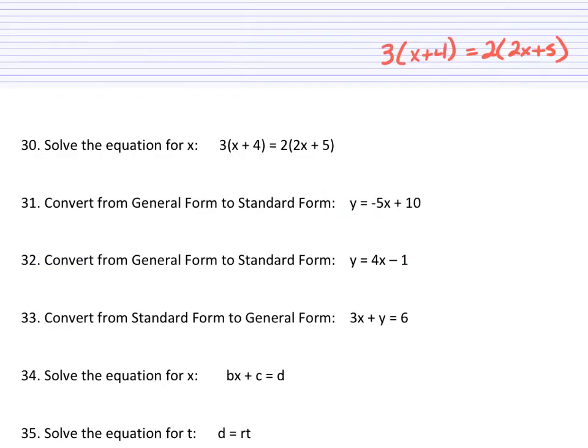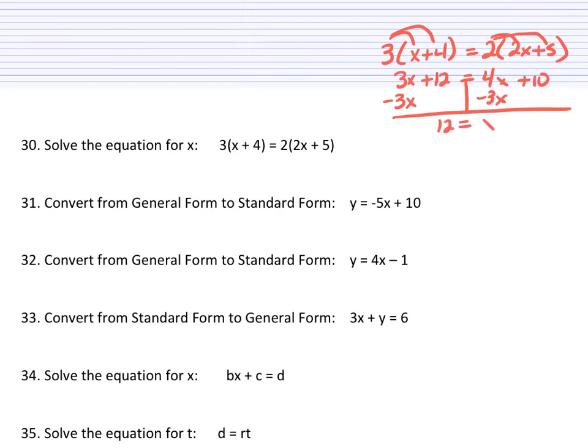For number 30, we're going to solve this one, but we see the distributive property first. 3 times x is 3x, 3 times 4 is 12. Over here, 2 times 2x is 4x, and 2 times 5 is 10. Now I see variables on both sides. I always bring the smaller variable to the larger one, and the opposite of a positive 3x is a negative 3x. So we get 12 equals 1x, or just x, plus 10. And then finally, we're going to subtract 10. And we get x to equal 2.